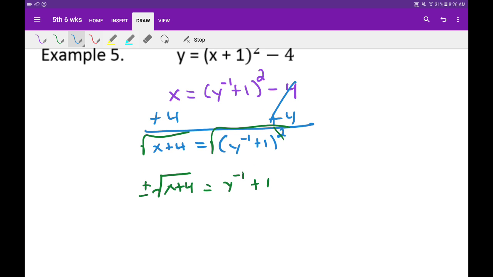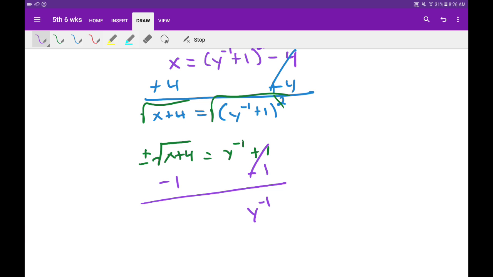Now I have this extra step where I have this plus 1 with my y inverse, so I can get rid of this 1 by subtracting 1 from both sides. Now I have my y inverse by itself, and that's what we want. I can't subtract 1 from a plus or minus square root, so what we do is put it up front: y inverse equals negative 1 plus or minus the square root of x plus 4.